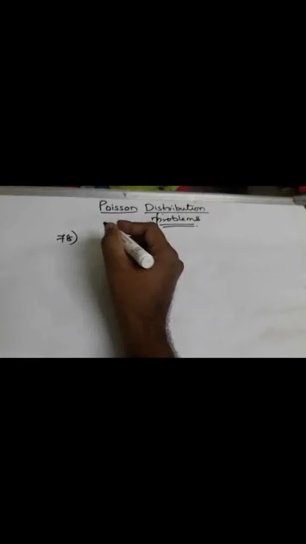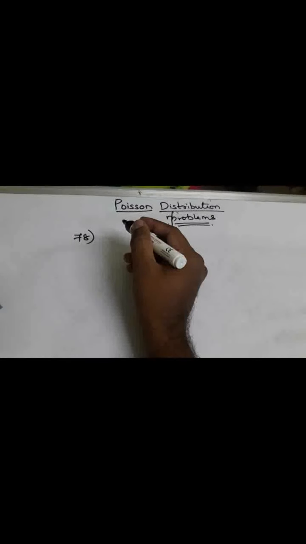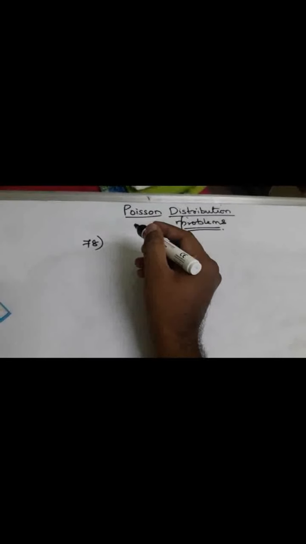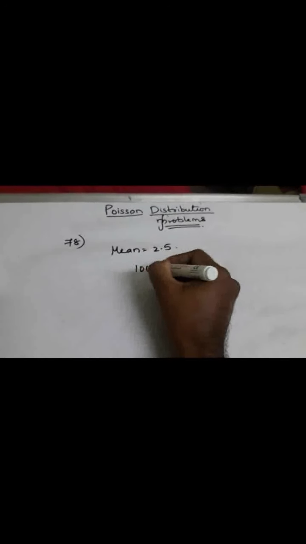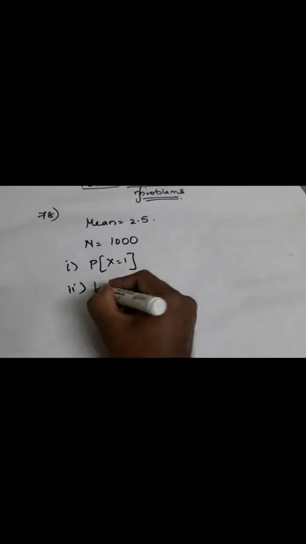Now a similar kind of question, question number 78. Look at there, question number 78. The number of accidents in a year attributed to taxi drivers in a city follows Poisson distribution with mean 2.5. So mean is given as 2.5. Out of 1000 taxi drivers, so this can be taken as capital N, find approximately the number of drivers with, question number 1, exactly 1 accident, and question number 2, more than 3 accidents.